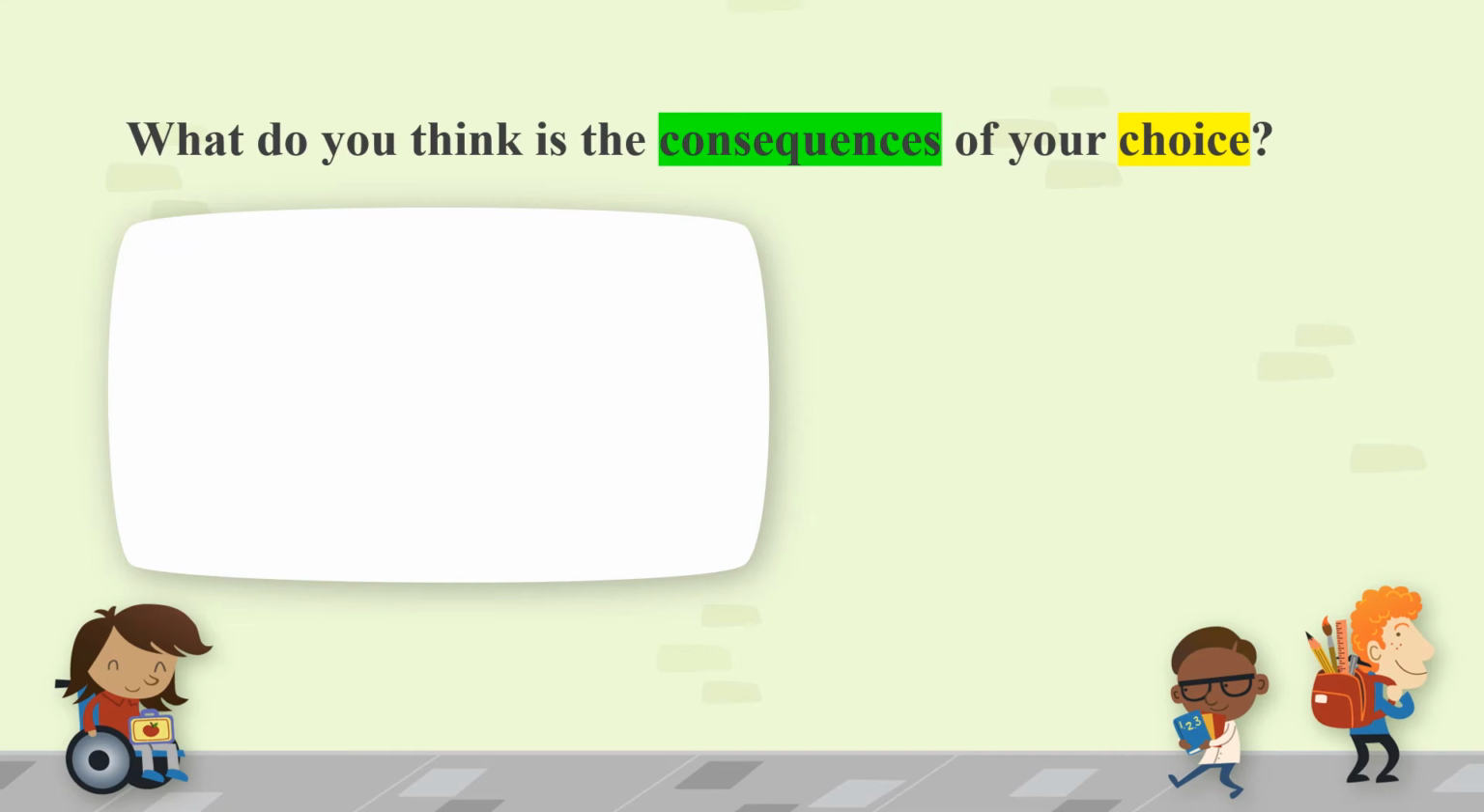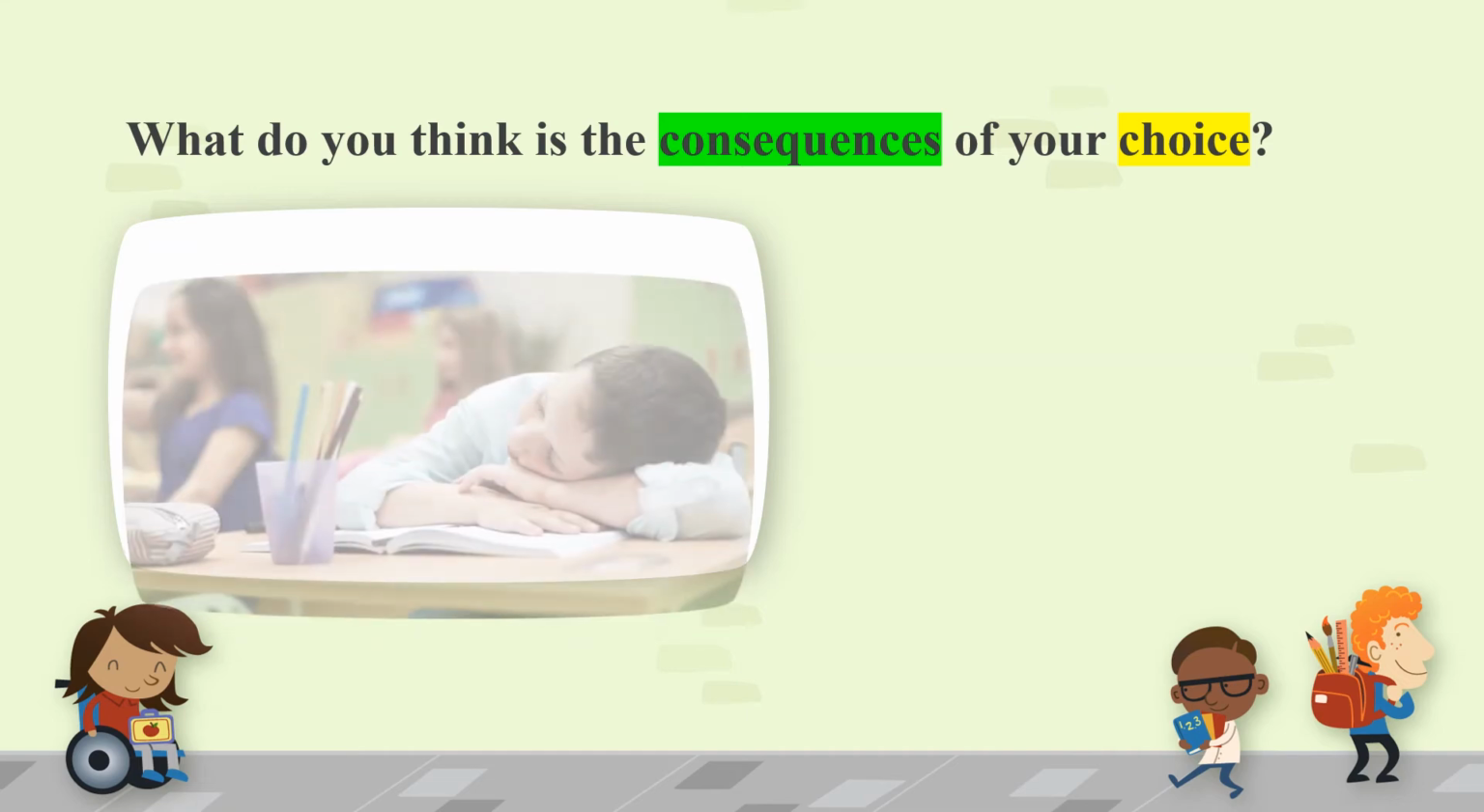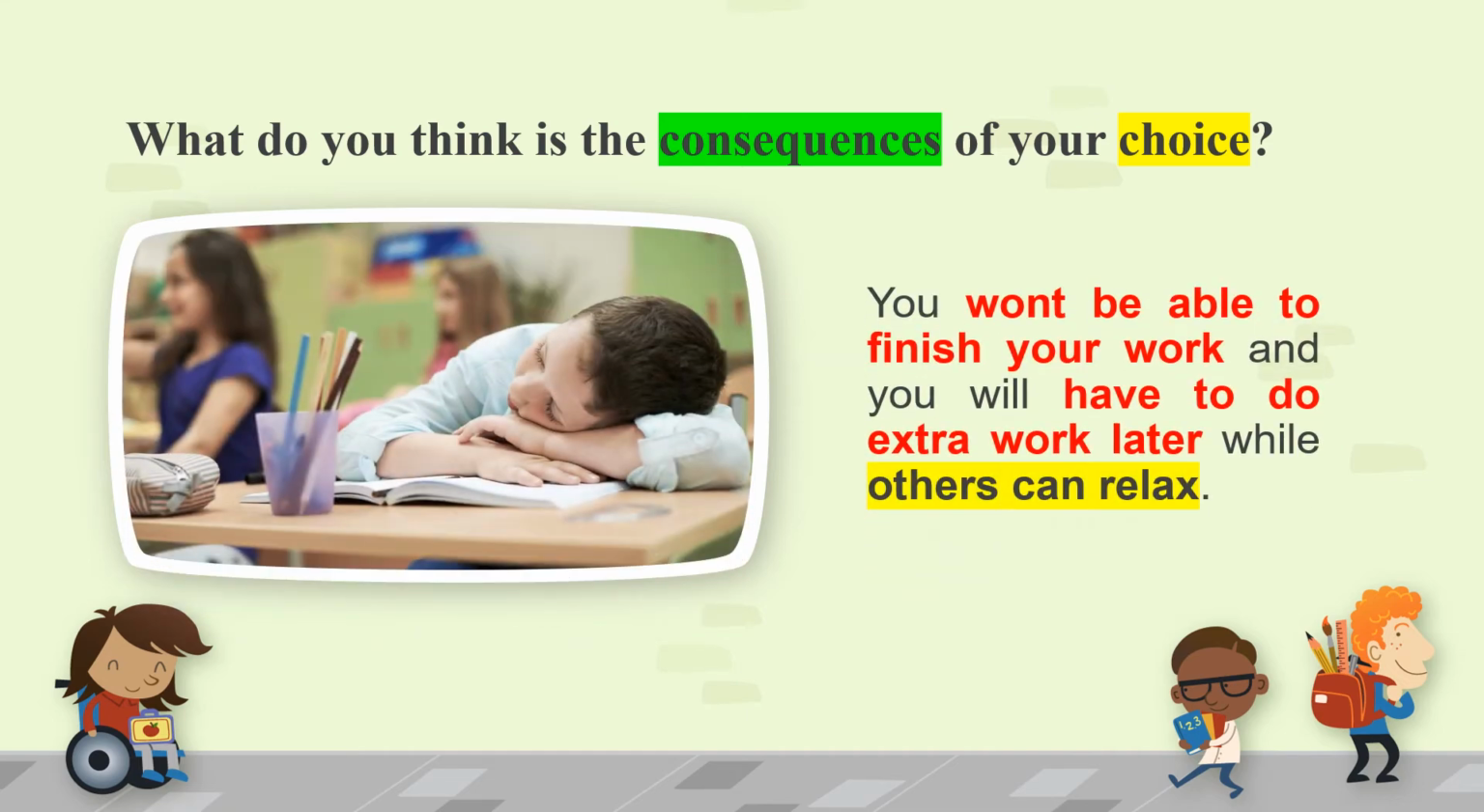Okay, let me give you an example. This is my choice, so you cannot choose this picture. Sleeping in the class. When you choose to sleep in the class, you won't be able to finish your work. So what will happen is you have to do your extra work later, while your friends, when they finish their work, they can relax, they can play games, but you have to do more work.